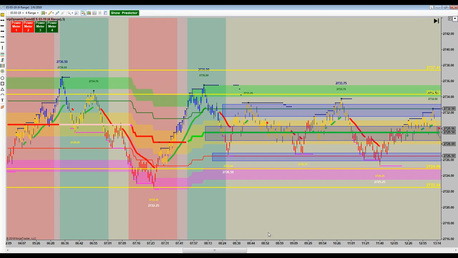ES is a good example of a range-bound market. There are many, many days where ES will trade in a range. Sometimes it's a big range. Sometimes it's a small range. Sometimes it's really not a tradable range, and you just have to sort of stay out of it.